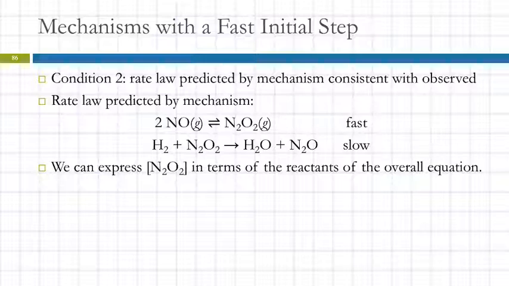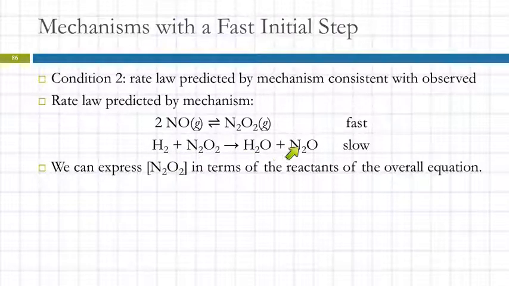So condition 2 for an acceptable mechanism is that the rate law predicted by the mechanism is consistent with the observed rate law. So let me just double check here. What we're seeing in this slide is the first step and the second step. The first step is fast. The second step of the mechanism is slow. The slow step is going to be rate determining, right? So do we care about the third step? No, that's not going to affect the rate.